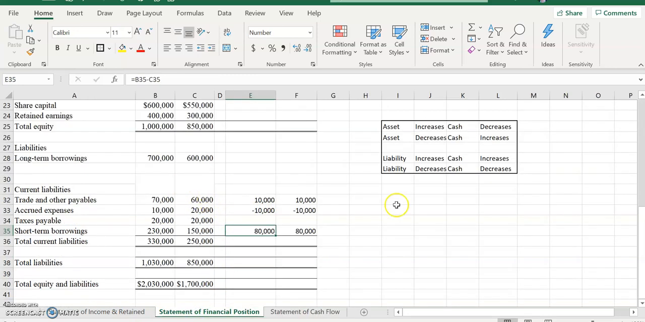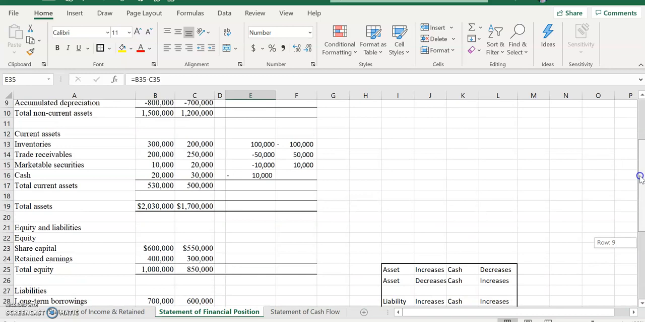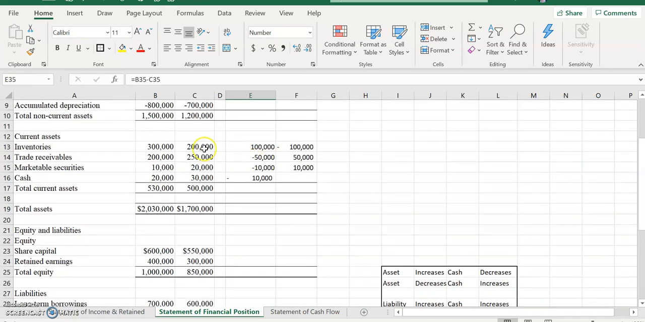Okay, so we looked at, for example, just to reiterate, for inventory, it went from 200,000 up to 300,000. So that asset increased by 100,000. And if an asset increases, cash decreases because we had to pay for it. So to get more inventory, we had to give them cash. So if inventory went up by 100,000, cash went down by 100,000. And then our trade receivables went down, so cash went up. And our marketable securities went down, so cash went up.